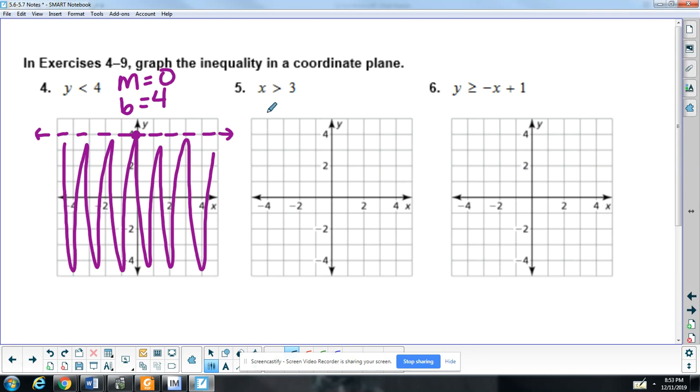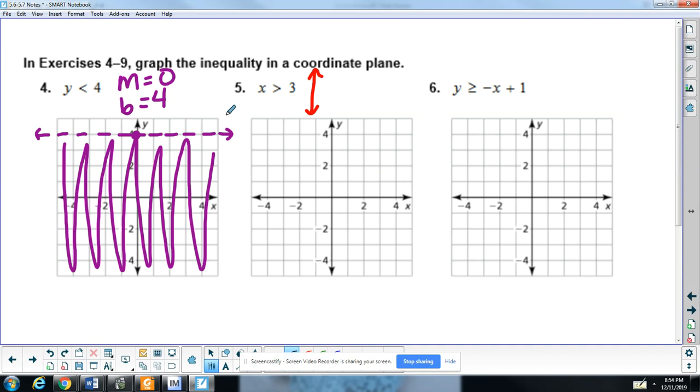Number 5, all we have is an x. So when we're talking about m and b, we have a little bit of a different situation because we don't have a y-intercept that we can quickly pick out, and we don't have the slope because we're not in slope-intercept form. So we have to remember that if we have just an x, this is going to create a vertical line. When we have just a y, that creates a horizontal line. Okay, that's from chapter 4.